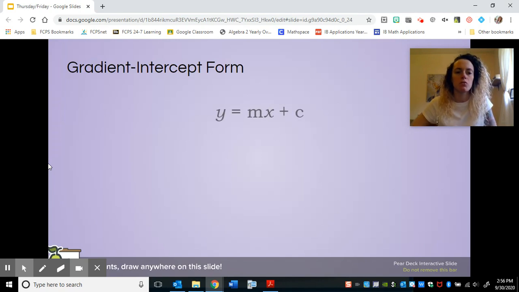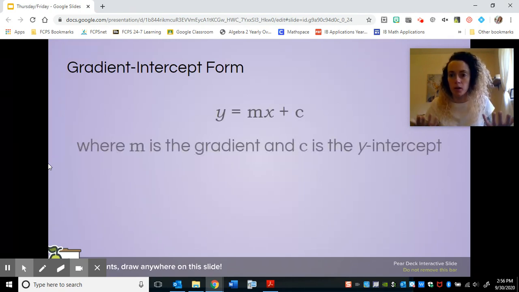All right, so first up is gradient-intercept form, also previously known as slope-intercept form. It's called that because you have your slope, which is m, and your y-intercept, which is c. A lot of times in other non-IB classes, we'll use b instead. So if you write b, it's fine. They choose to use c instead.